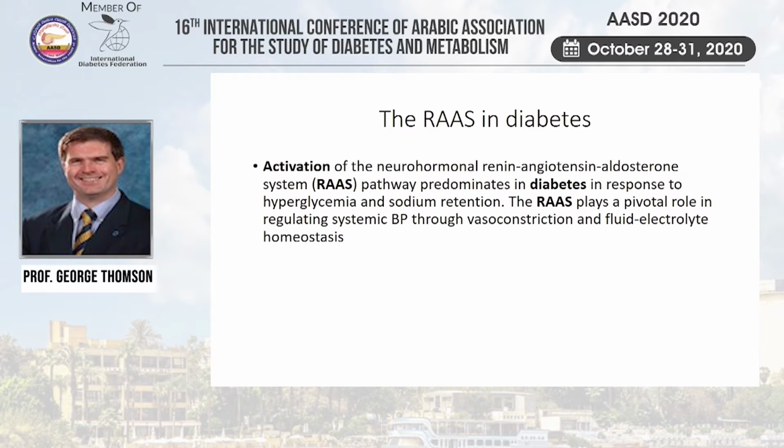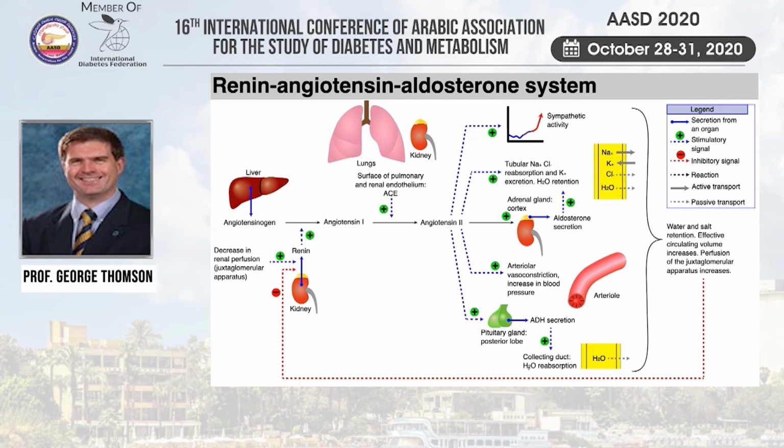Understanding the RAAS in diabetes is important because we know that there is activation of this system caused by diabetes, both in response to hyperglycemia and also sodium retention. And through activation of the system, systemic blood pressure changes caused by vasoconstriction and also fluid and electrolyte imbalances can develop. As the next few slides will demonstrate, there are also adverse effects caused by activation of the RAAS system if it is not controlled through a variety of mechanisms and impacts on systems and organs throughout the body, including the kidneys, thrombosis, etc.